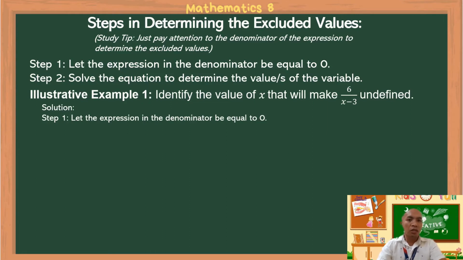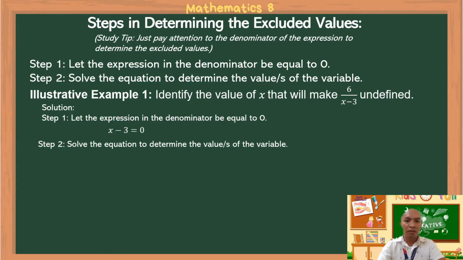So first, you're going to let the denominator be equal to 0. So all you have to do is copy the denominator and equate it to 0. So we now have the equation x minus 3 equal to 0. So solve the equation to determine the value of the variable.